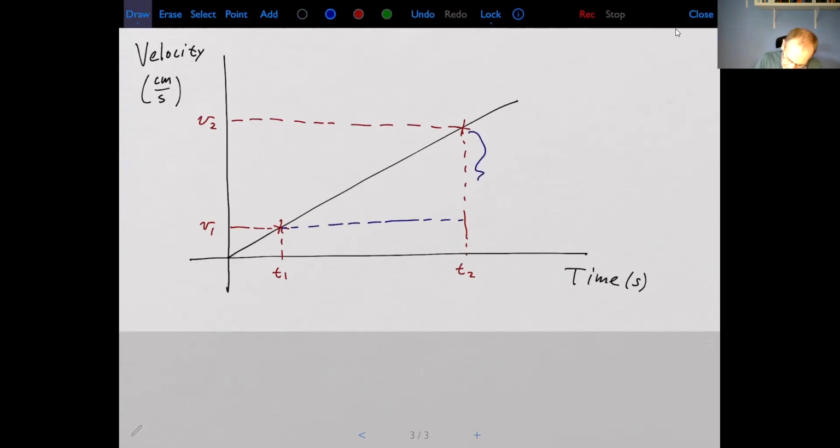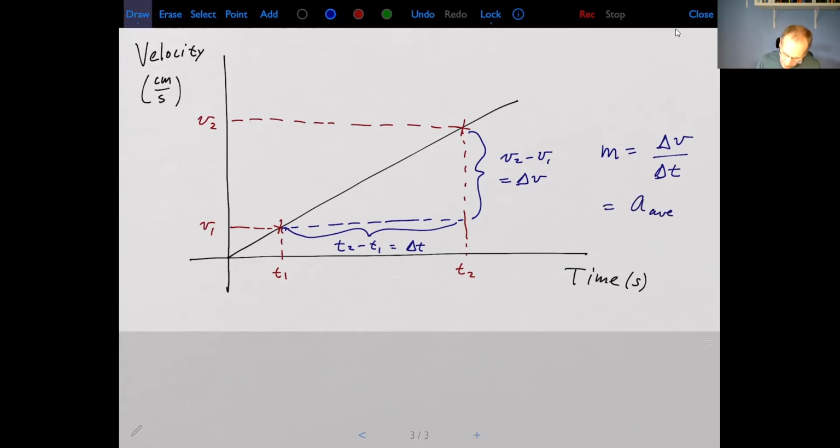the rise again here is going to be V2 minus V1, right, which I can write as delta V. And then the run is this distance right here, which is T2 minus T1, which I can write as delta T. So that means that the slope is delta V over delta T. But I just defined that. What is that? That's the average acceleration. So in this case, the slope represents the average acceleration.